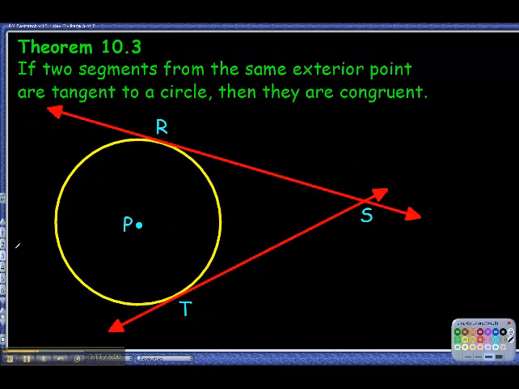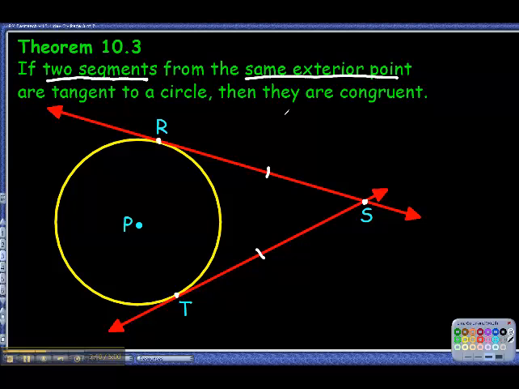Alright, the last theorem is talking about if we have two segments from the same exterior point. So we have two segments here that are connecting at that same exterior point, a point outside of the circle, and we know that they are both tangent to a circle. So they're both intersecting a circle at just one point. Then these two segments would be congruent.